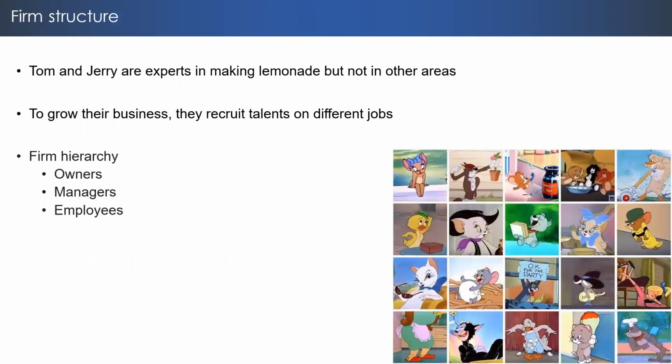Okay, so say Tom and Jerry's firm is doing pretty well, and they start thinking about expanding their businesses. Maybe not just doing lemonade stands, maybe opening a store. And if the store's business is good, maybe start thinking about opening stores in a chain. So there are different ways to grow their businesses. Something they will most likely encounter is that it's not a two-man job anymore, or a two-cat-and-mouse job anymore.